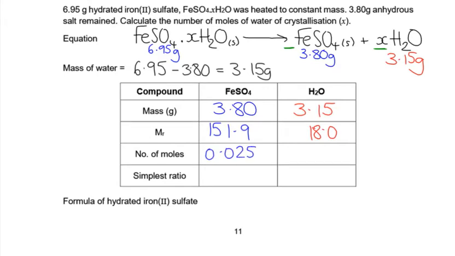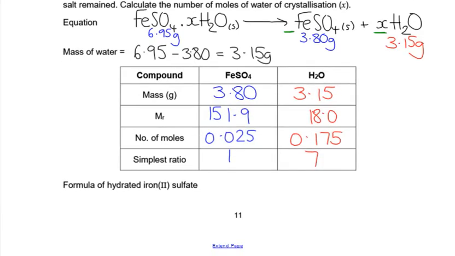0.025 here, and if you divide 3.15 by 18 you get 0.175. So convert mass to moles. Now divide by the smallest. We get 1, and divide 0.175 by 0.025, and you should get 7. So the formula is FeSO4.7H2O. There are 7 waters for every iron sulfate.